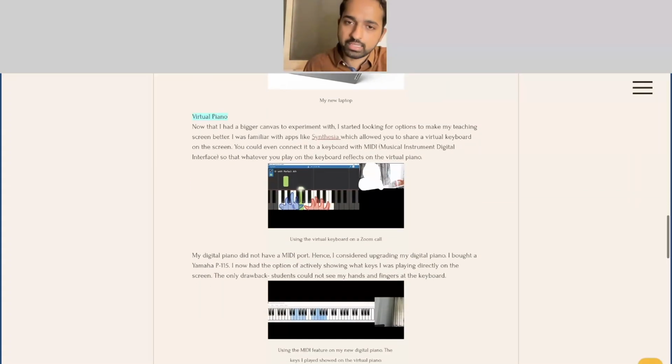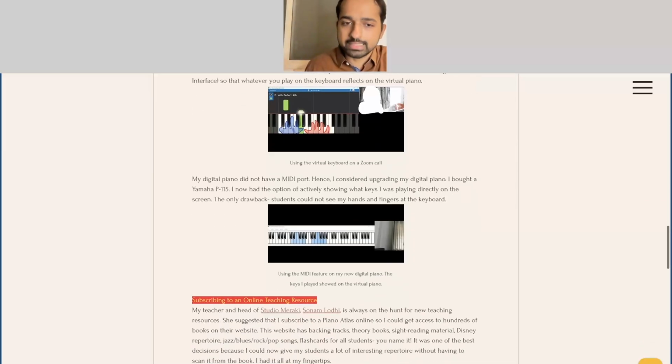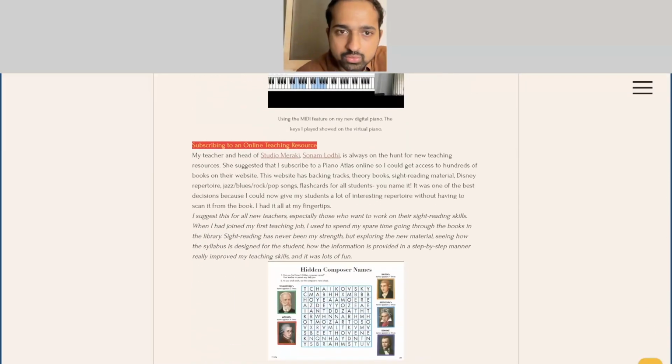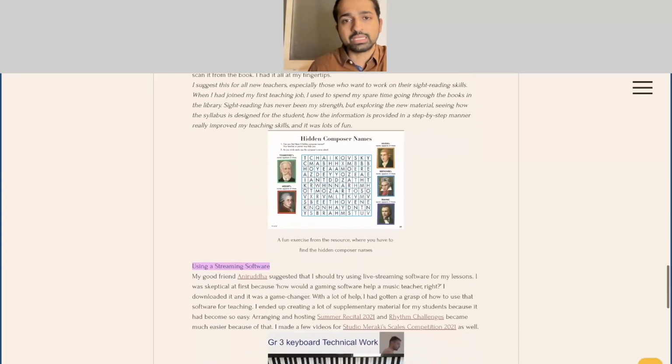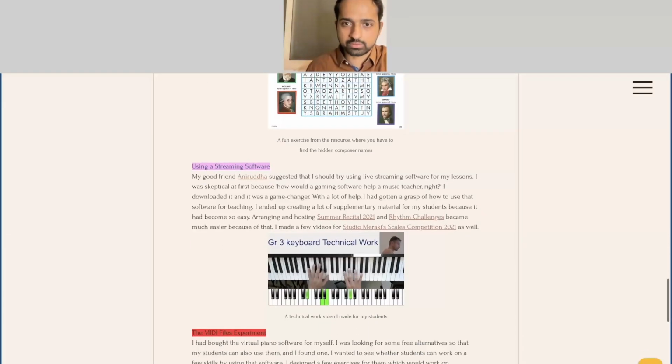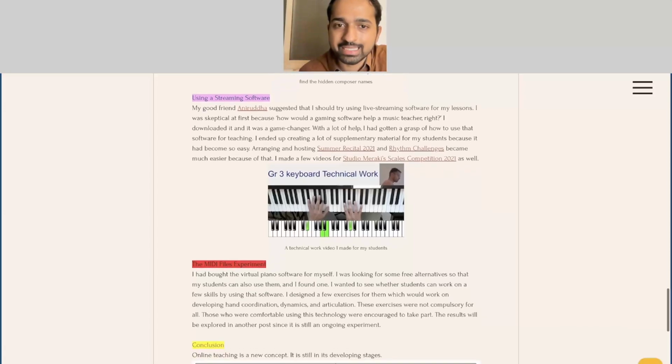I learned virtual piano. I learned OBS. I subscribed to lots of teaching resources like Faber. Faber is something that I still use to this day, because they have a big library of music sheets and books. Streaming software, OBS. This was a game changer because I could switch between different views. I'm using OBS right now as well.